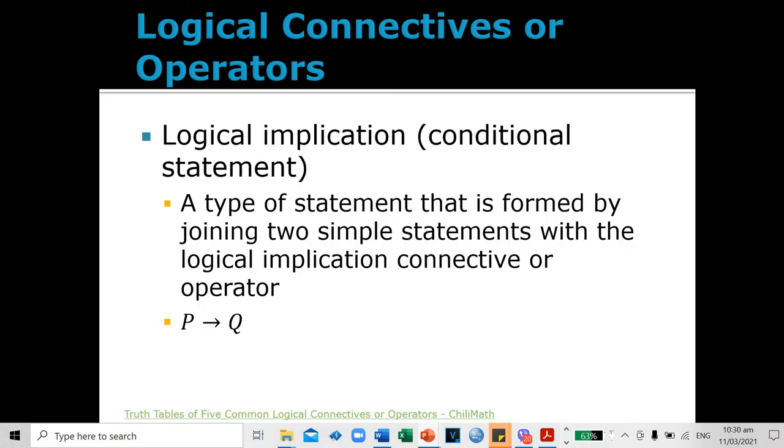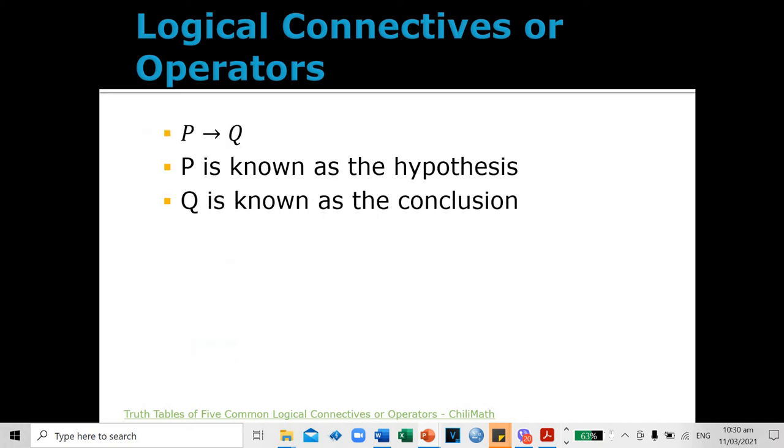So the fourth one, a logical implication or conditional statement. A type of statement that is formed by joining two simple statements with a logical implication connective, or operator. In symbols, that is shown in this symbol. How do you call that? A one-headed arrow. Our P is known as the hypothesis, and our Q is the conclusion in this implication.